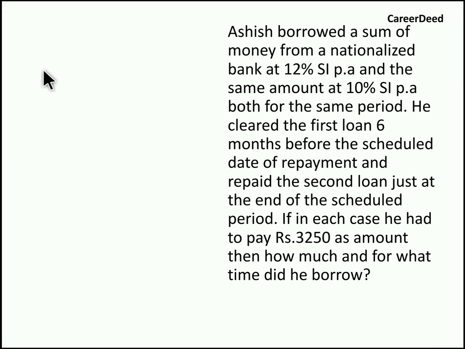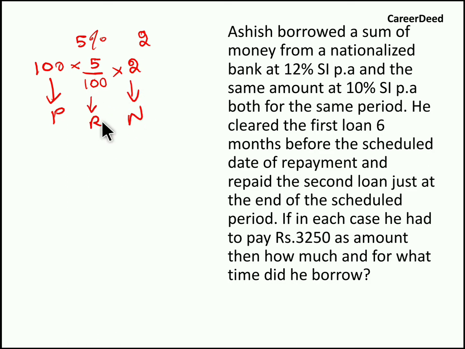Imagine you borrowed 100 rupees from a bank. For 1 year, you have to pay 5%. So for 2 years, what is the total simple interest you have to pay? For 100 rupees, if 5% is the rate of interest for 1 year, you have to multiply this by 5 by 100. For 2 years, you have to multiply this by 2, where 100 is the principal and 2 is the number of years and 5 by 100 is the rate of interest. So simply we can say PNR by 100 is the total simple interest.